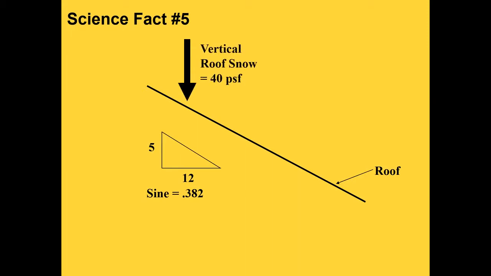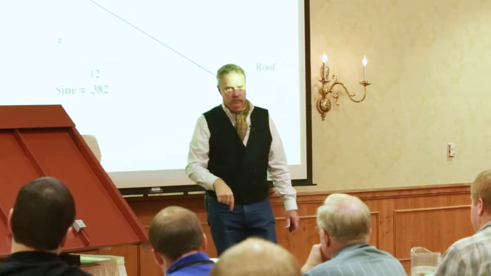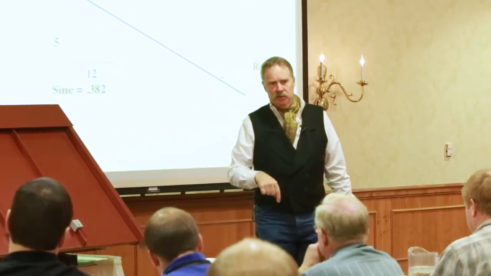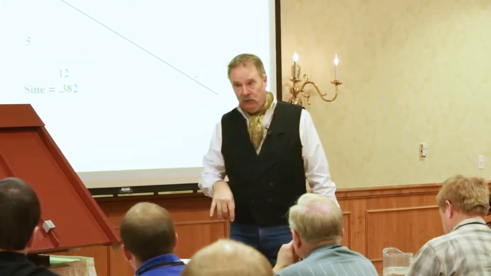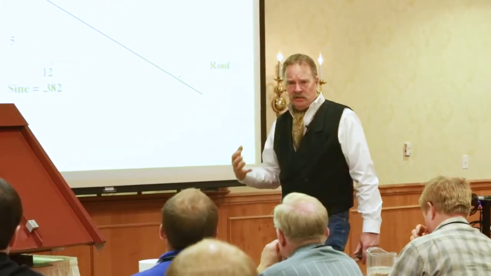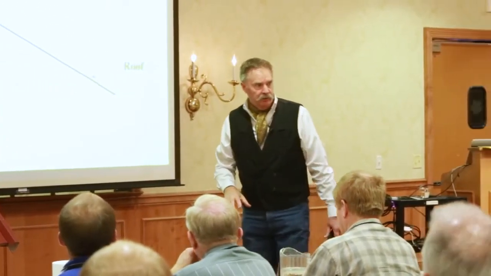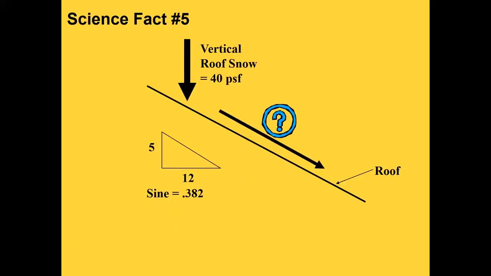Now we need to know the vertical roof snow. This is the design roof snow load. It is not the same as ground snow. It can be determined from ground snow, but it's not necessarily the same as ground snow. So 40 PSF just for purposes of this example, and we're trying to solve for this, because that's the force that our snow guard has to resist, right?